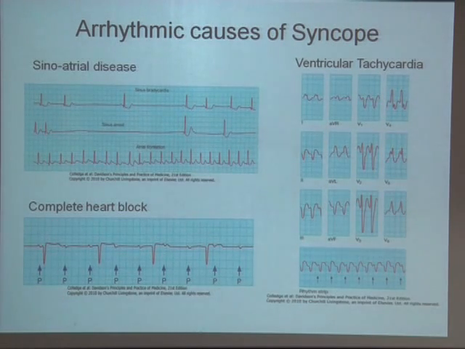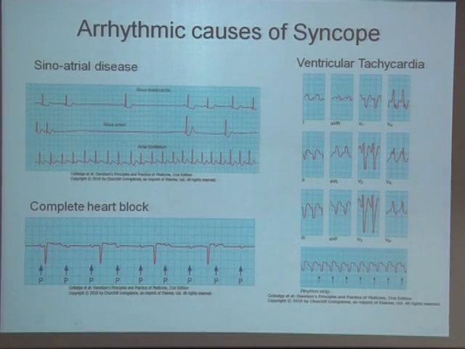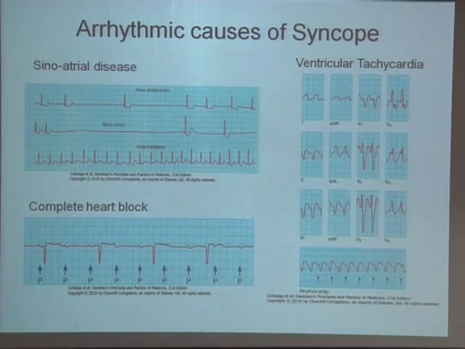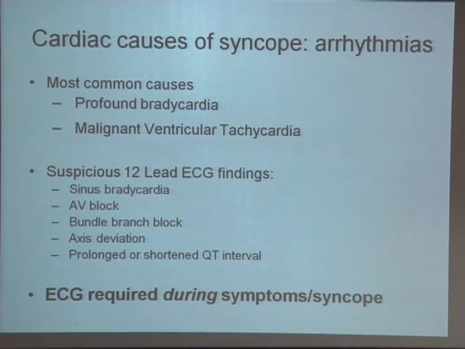And this is a slide, obviously, of ventricular tachycardia, the broad complex rhythm with completely dissociated P waves, which you can see in that bottom rhythm strip there. So how do you make the diagnosis of this? Well, the first thing is to do a 12-lead ECG in all patients who collapse and look for suspicious findings.